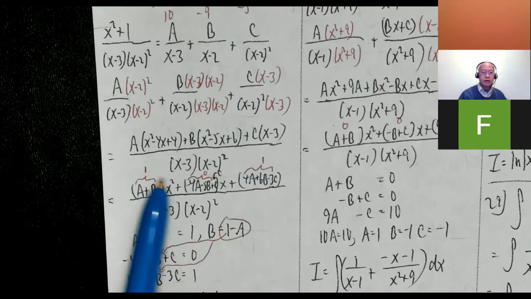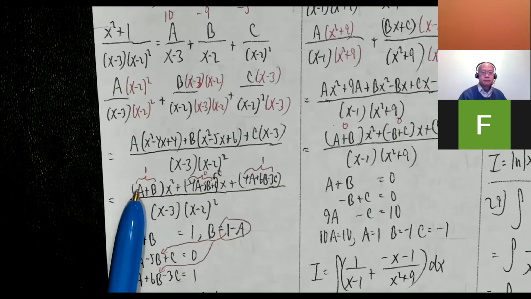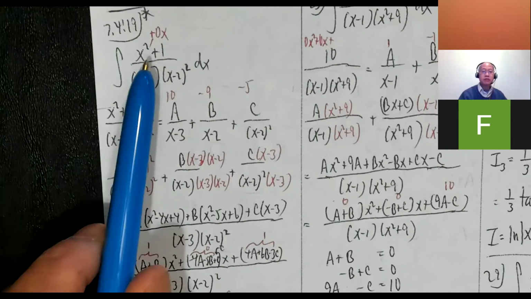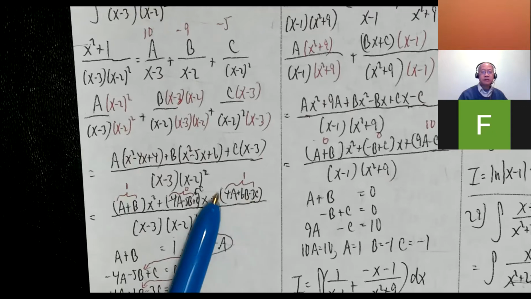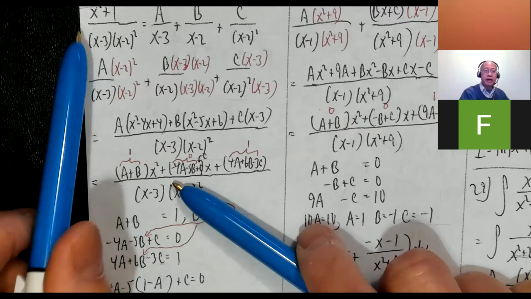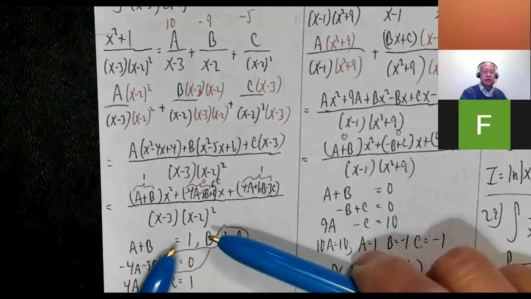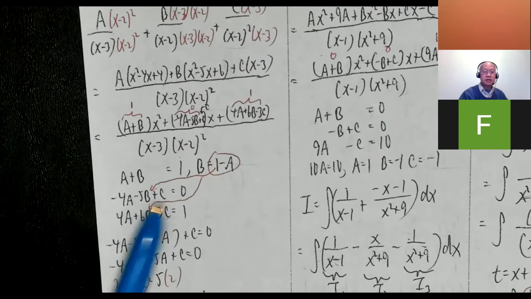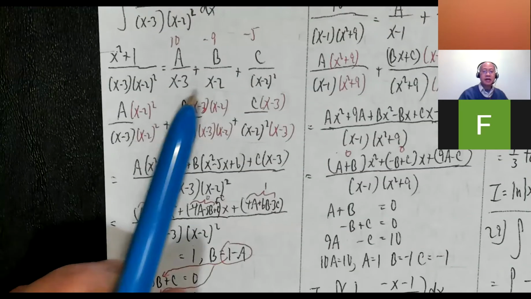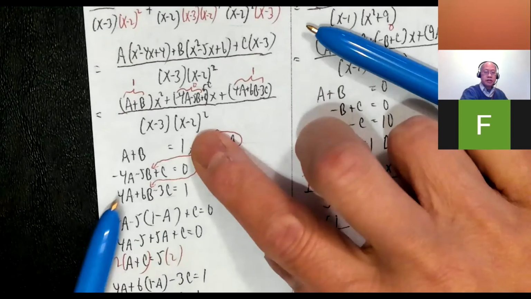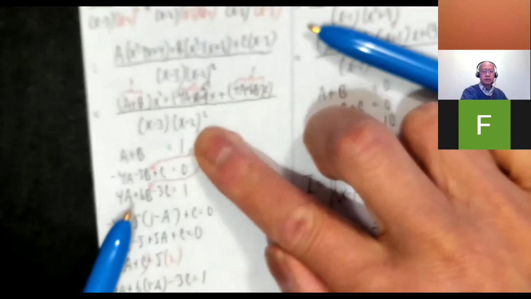Right? Which means 1x squared, a plus b has to equal 1. Negative 4a minus 5b plus c has to equal 0. And all this stuff has to equal 1. So I have 3 equations and 3 unknowns. Okay, so the coefficients of x squared have to match. Back up here. So a plus b equals 1. The coefficient of x is 0. So negative 4a minus 5b plus c is 0. And the constant has to be 1. So 4a plus 6b minus 3c is 1. So these three equations and 3 unknowns.